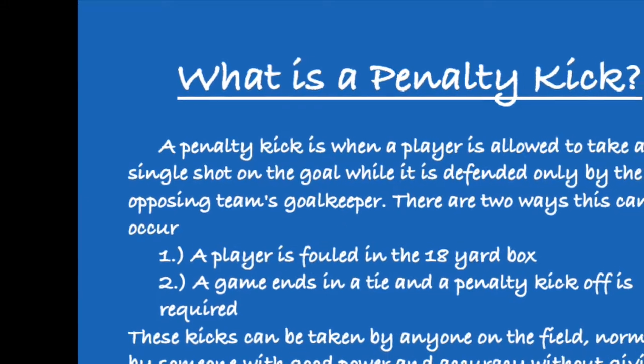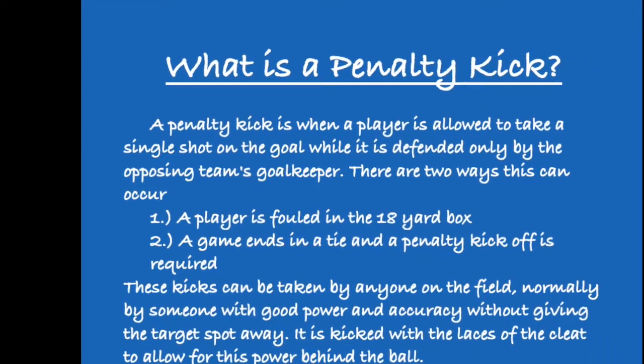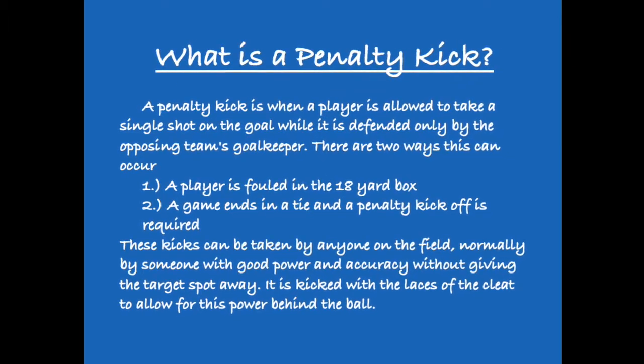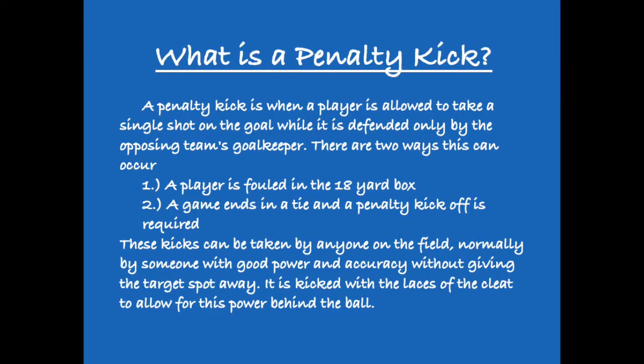1. A player is fouled in the 18-yard box, or 2. A game ends in a tie and a penalty kick off is required. These kicks can be taken by anyone on the field, normally by someone with good power and accuracy without giving the target spot away. It is kicked with the laces of the cleat to allow for this power behind the ball.